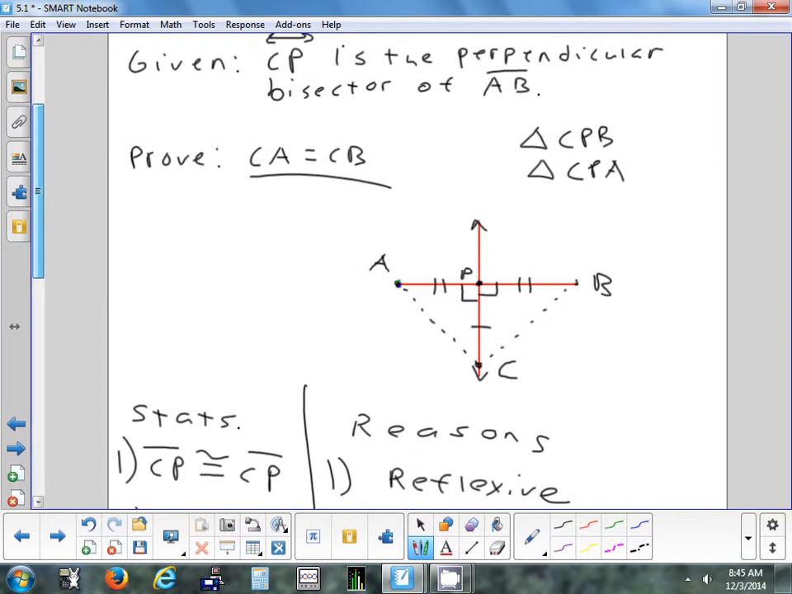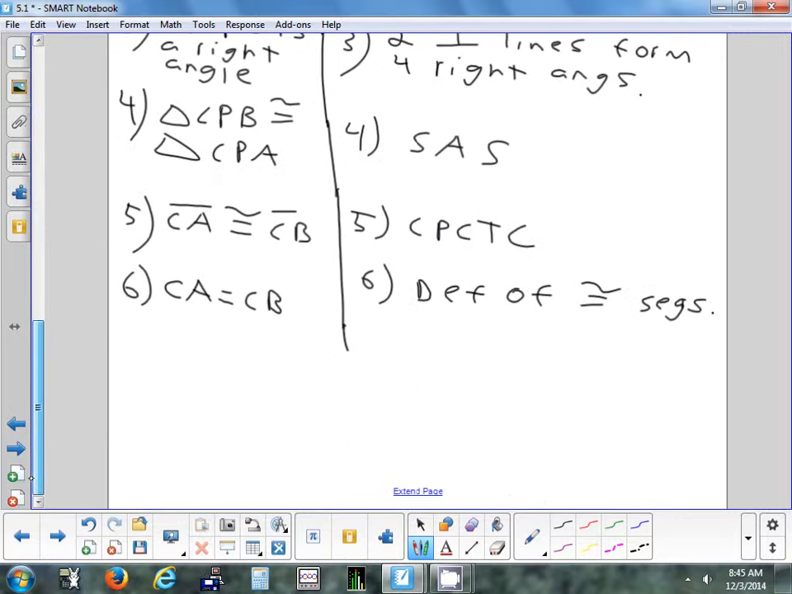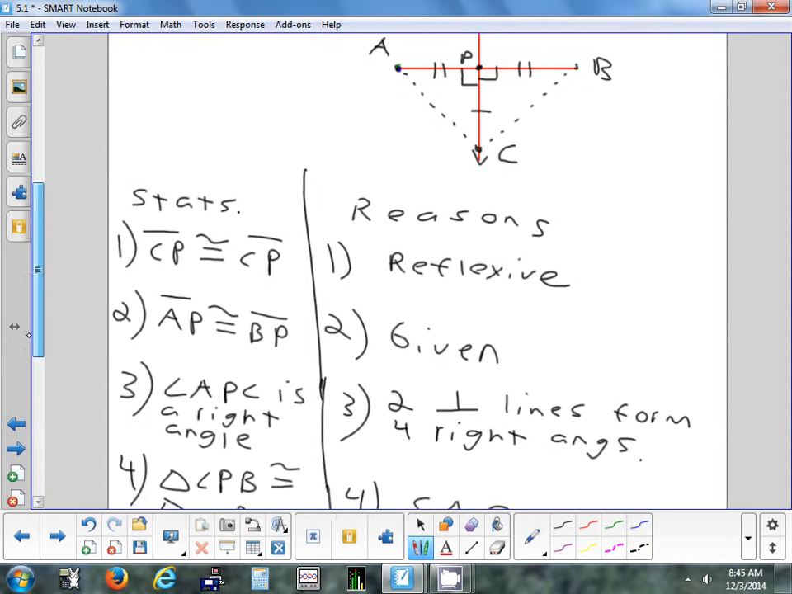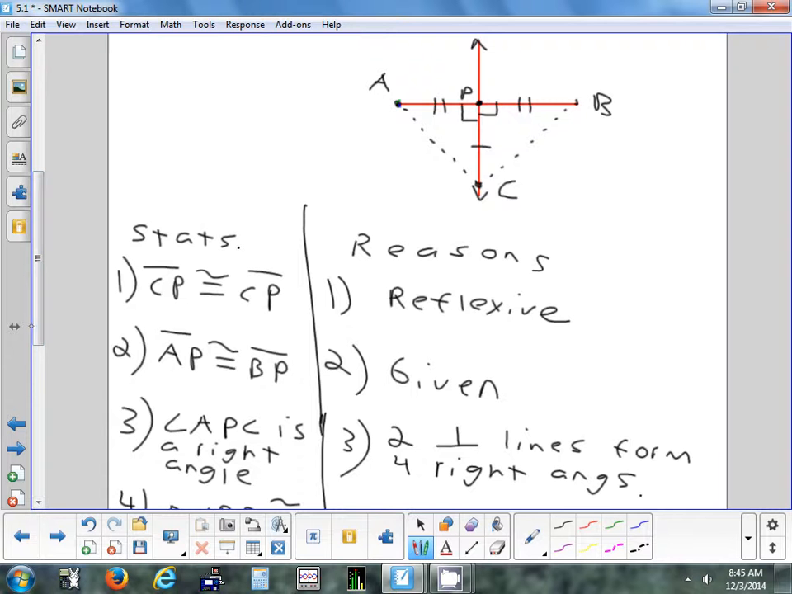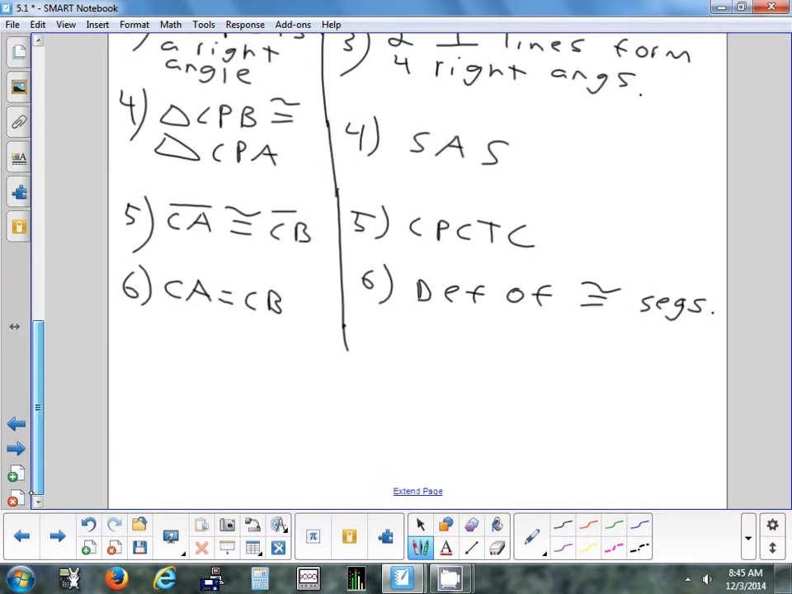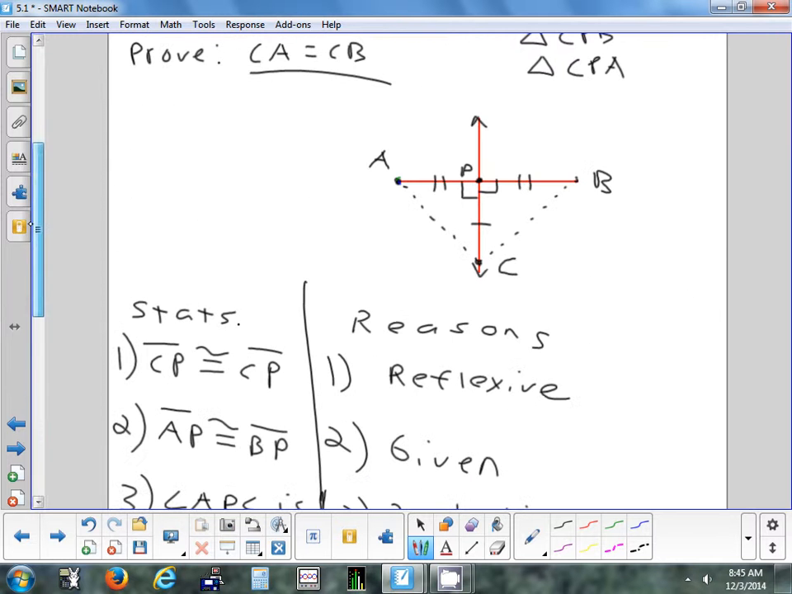Anytime you've got a point on the perpendicular bisector of a segment, these dotted lines are always equal. Always. If it was on the MCAS, do we still have to prove it? If they asked you to prove it, yes. If they didn't say to prove it, you could use it as a theorem, depending on the kind of question. Yeah.